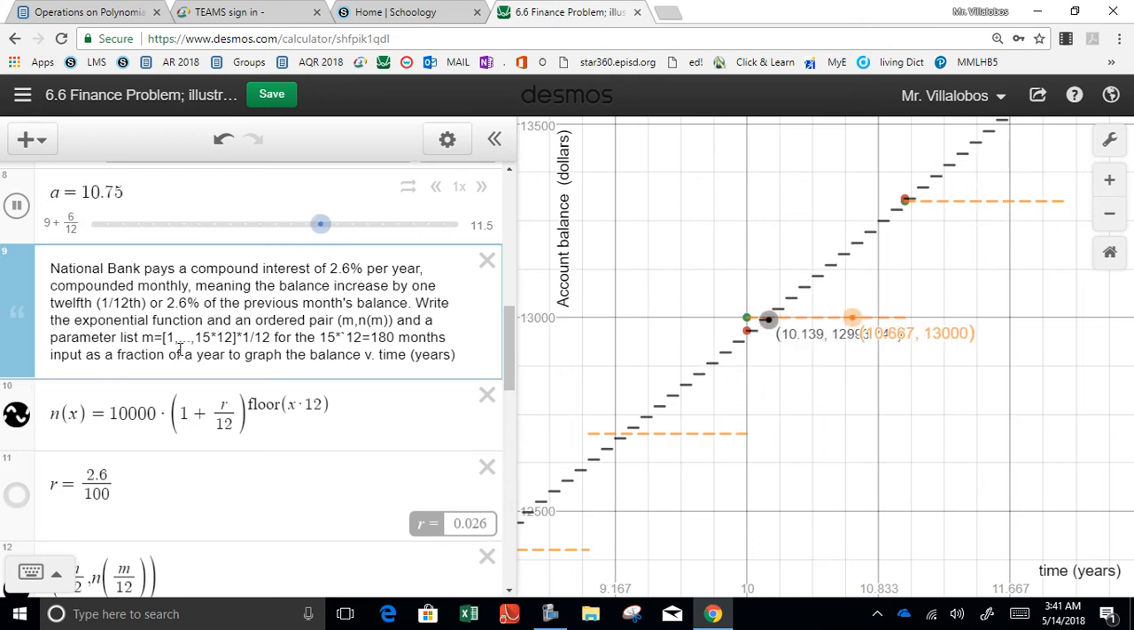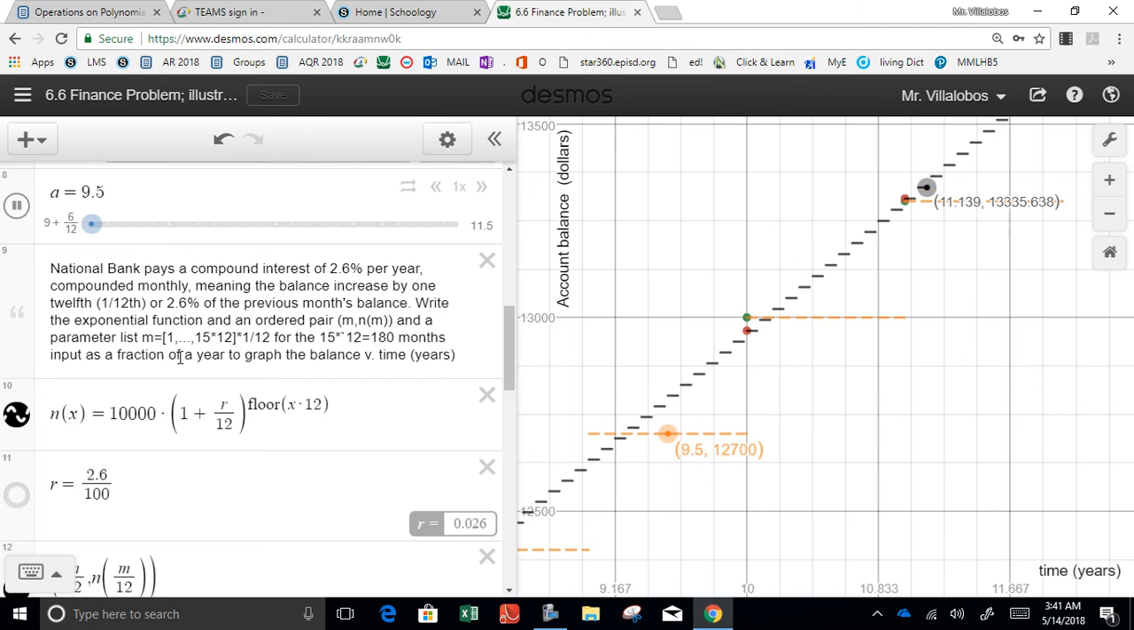Write an exponential function and an ordered pair, and a parameter list of m, 1 through 15 times 12, 1/12 times 15 times 12, 180 months, input as a fraction of a year to graph balance versus time.